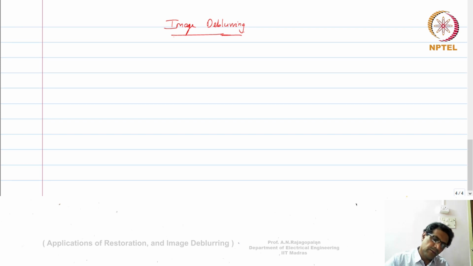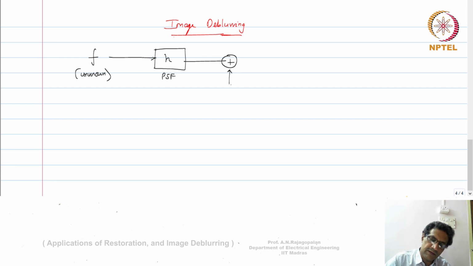Now, the way we model this, as we all know, is that F is the original image. This is unknown; this is not something that we can see. This is what we want to solve for. It goes through an H, which could be a PSF, a point spread function, and then noise gets added to this, and then you get your G. So G is HF plus N, where H contains the impulse response entries.